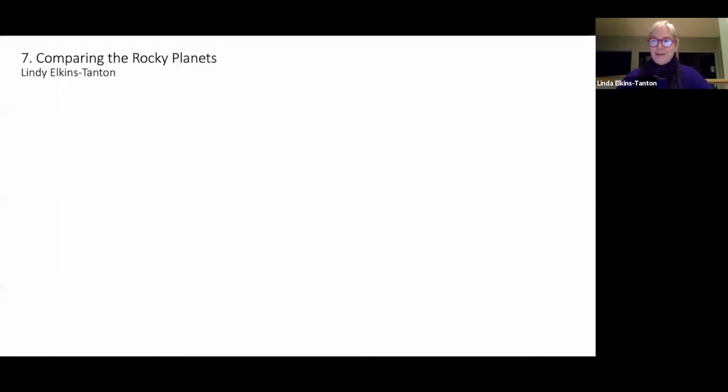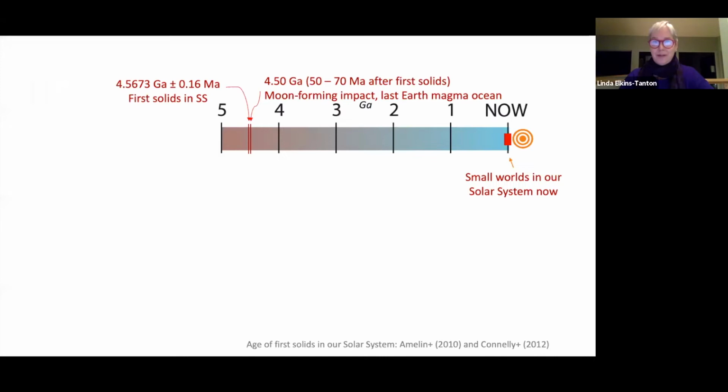Okay, hello everyone and welcome to lecture 7 of the Building Planets series. This one comparing the rocky planets in our solar system. Recall what we talked about last time in lecture 6 was about the small bodies in our solar system.